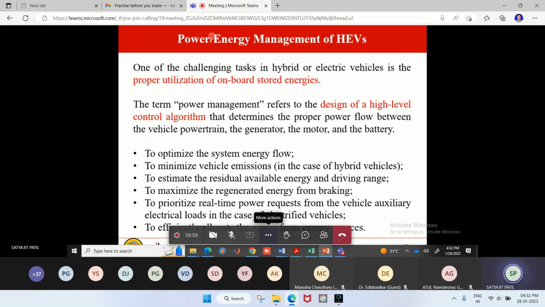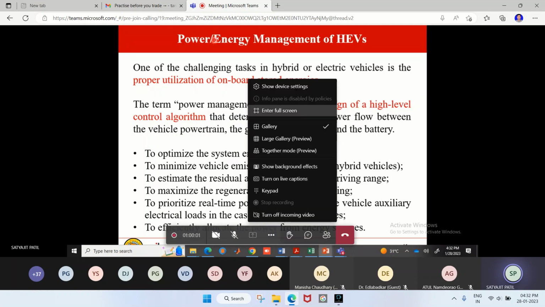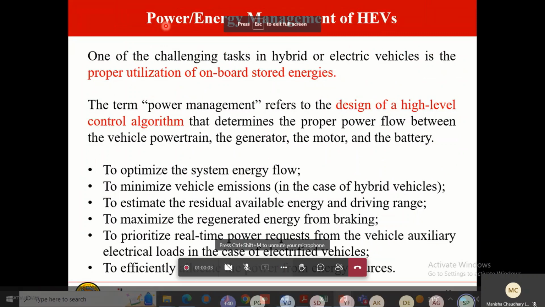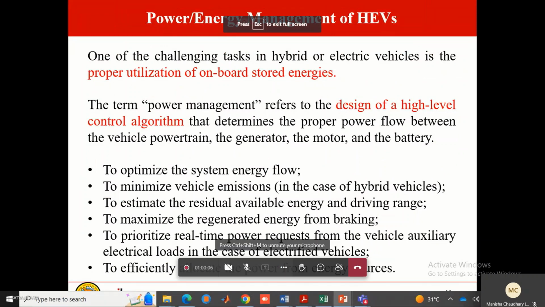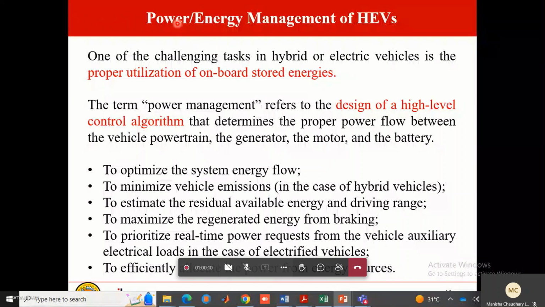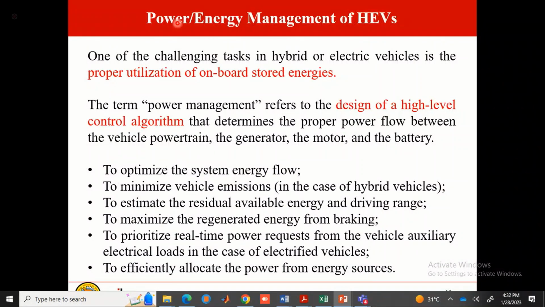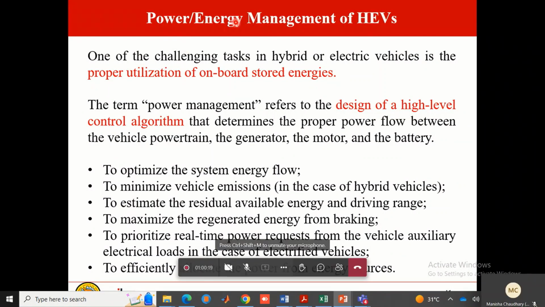I have differentiated. I've used these two terms commonly here, power and energy. Basically, there is a difference between power and energy, right? Power is basically the instantaneous spurt of energy. At that particular moment, that is what we call power, while energy is throughout the period.